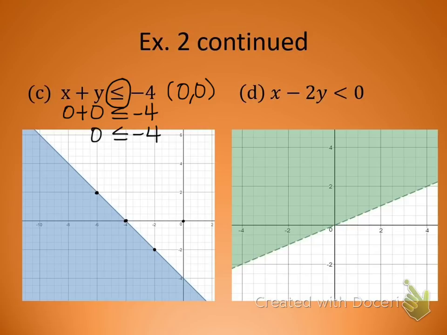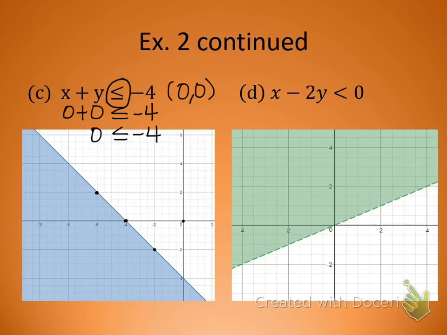All right? So that's one way to figure out where your shading should be. Draw that line and then test your point. Test (0, 0) because it's easy to test every single time. If it's a true statement, you shade on top of (0, 0). If it is a false statement, you shade on the other side. Okay? So that is one way. If you did not have Desmos for some reason, that is how you would decide where your shading goes.